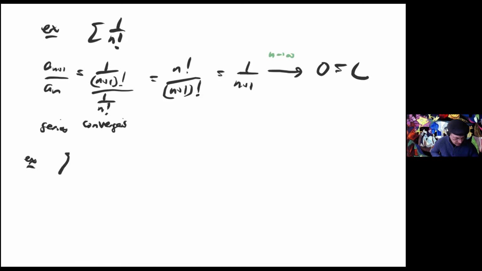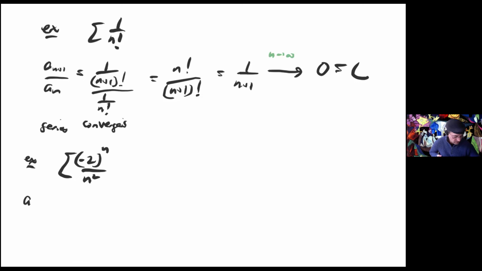Summation minus 2 to the power of n over n squared. Now, we can handle this, it turns out, by the alternating series test, but I think it's easier to deal with this with the ratio test. So we're going to use the ratio test. Not the alternating series test, the divergence test. This is going to diverge. We'll see that right now.